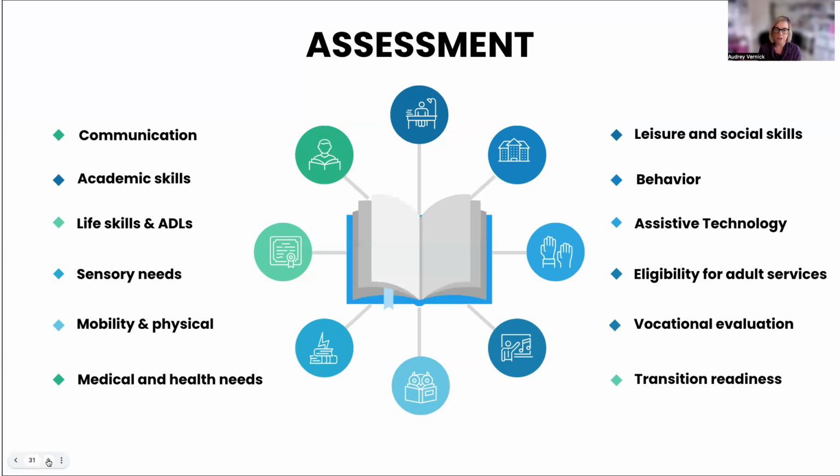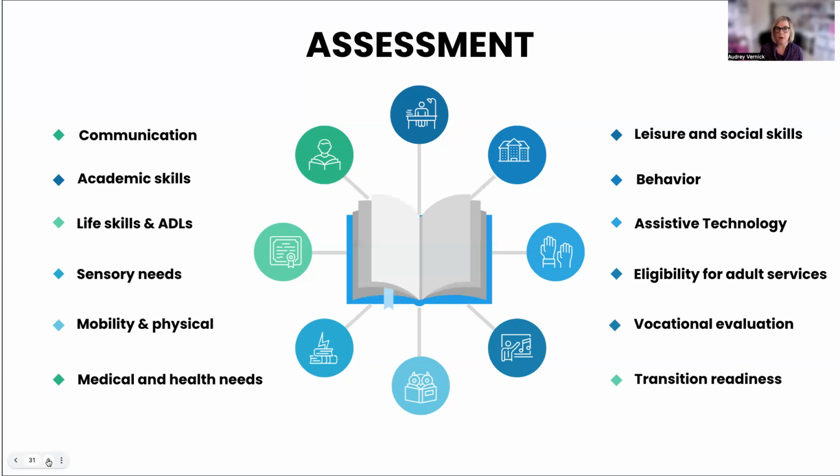So what is the leisure and social activity that you envision for your young adult, and what skills do they have? What do we need to build on to get them so they can be in a community environment and have that social piece in adulthood? What is their behavior, and how is that going to impact their access to settings in adulthood across their lifetime? What assistive technology do they need or could be helpful for them to access or improve behavior, function, et cetera? What is their eligibility for adult services, and what are the adult services?